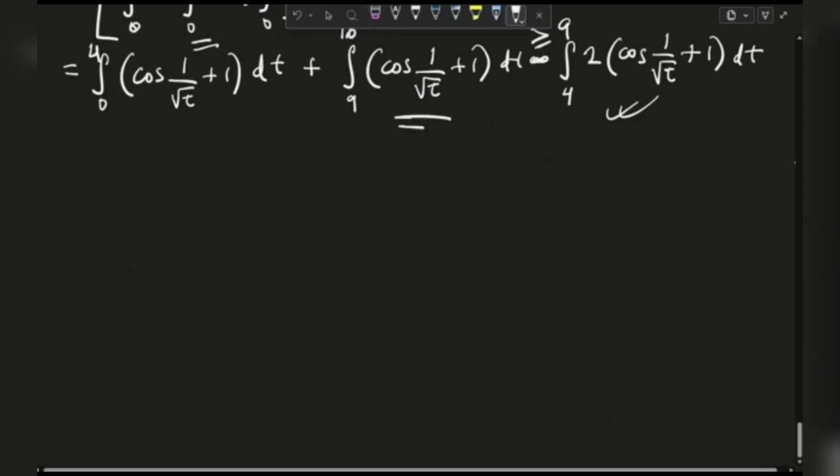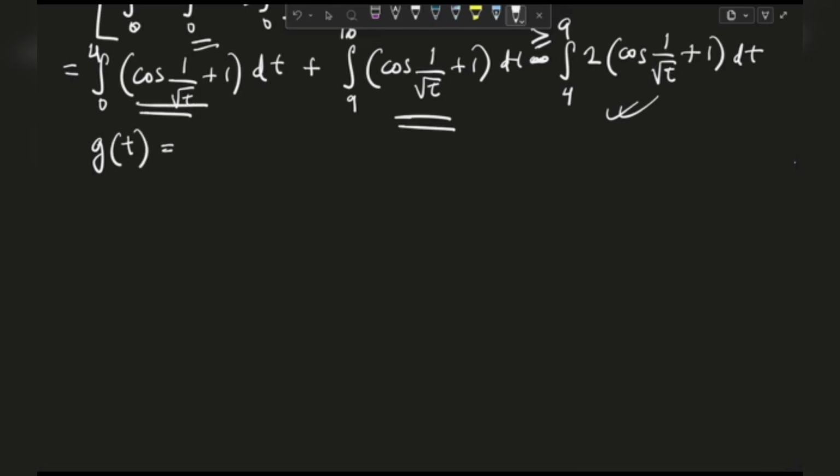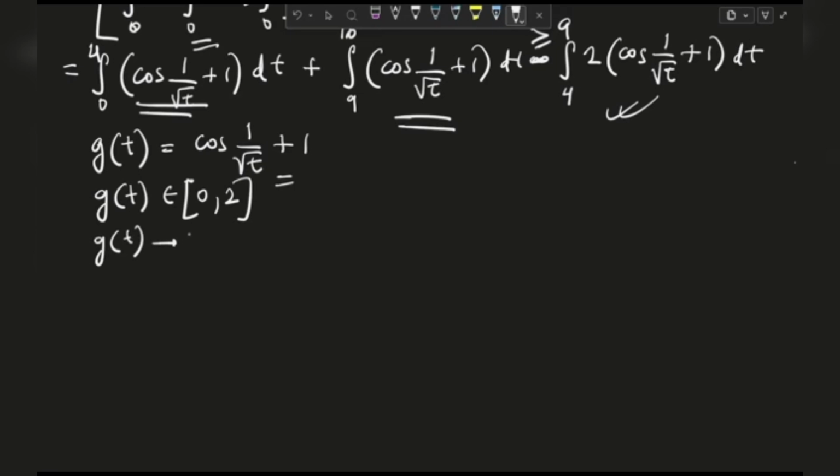So the whole point of writing all this was to take this small expression as g of t equal to cos of 1 by root t plus 1, and now I will show you something. Basically what you will see is our g of t is obviously residing between 0 to 2. I hope this has no confusions. Also g of t is increasing on 0 to infinity. I hope this is clear.